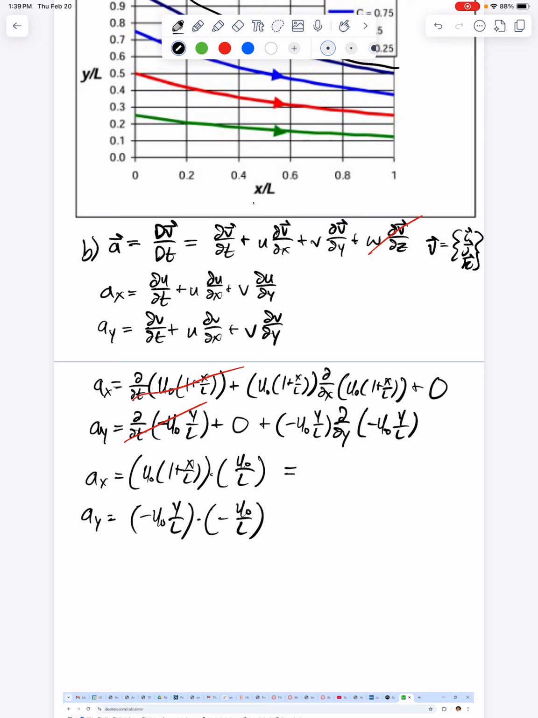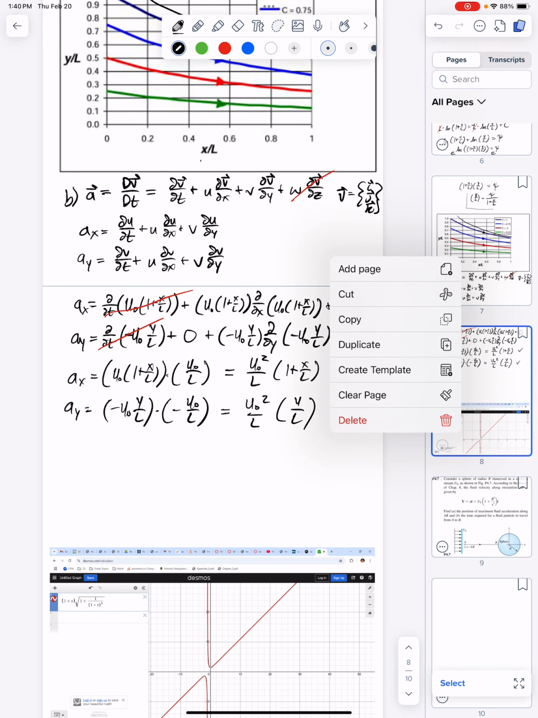So for ax, I get u naught squared over L times 1 plus x over L, and for ay, it's equal to u naught squared over L times y over L. So those are my formulas for horizontal acceleration and vertical acceleration. I'm going to need probably one more page to finish this problem.